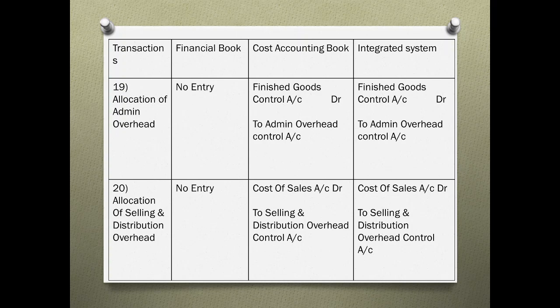Last, selling and distribution. Again selling and distribution is transferred to cost of sales. To which account? Cost of sales, so it would be debited. From where is it going? Selling and distribution, so it would be credited. Now as these two are transfer entries, they will not be recorded in your financial book, so the combination would be my integrated entry. That means the cost account entry itself would be my integrated entry.